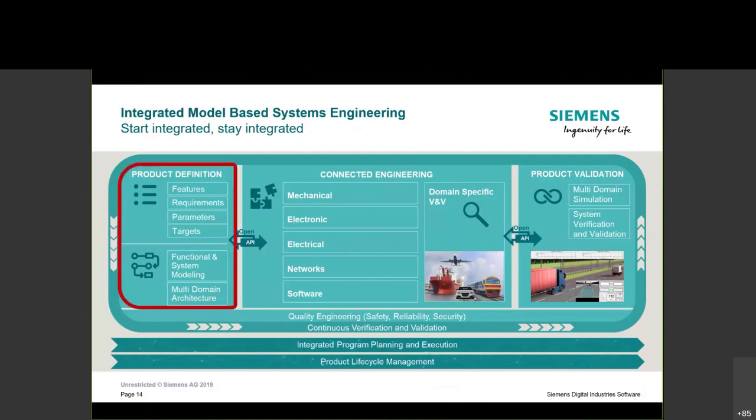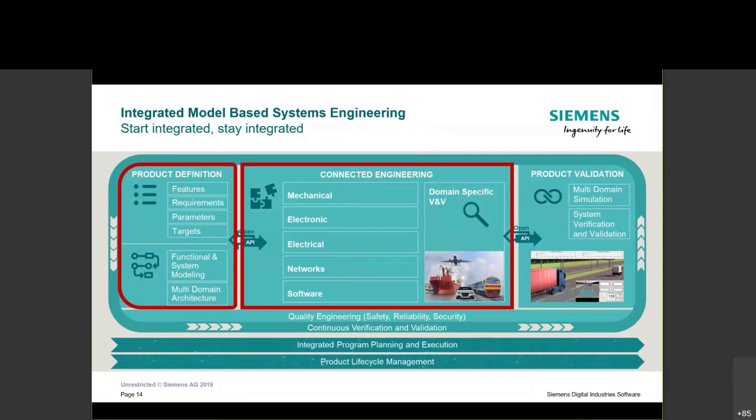What is product definition? Well, it's pretty much everything that is domain agnostic, functional. So we talk about features, products need to realize their requirements. Parameters, very important, especially related to all aspects of verification, defining the targets, and then all aspects of modeling of functions, systems, and how you organize these functions, allocate the function to system, etc., and then how you drive that from an application perspective. So this is about product definition.